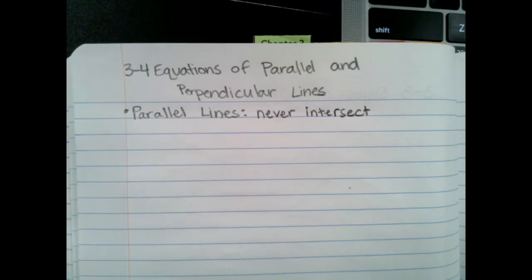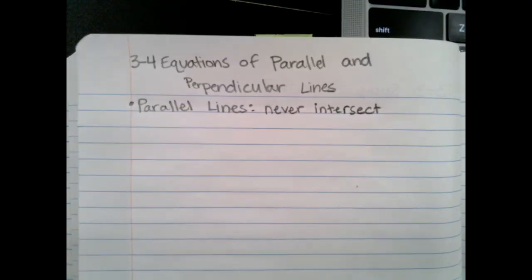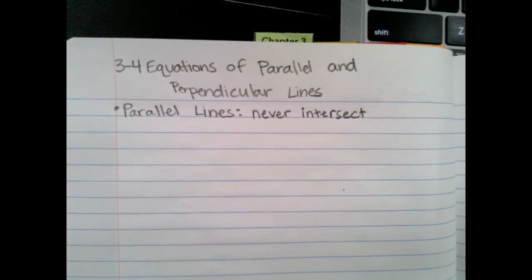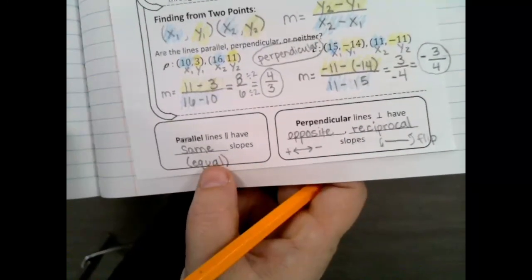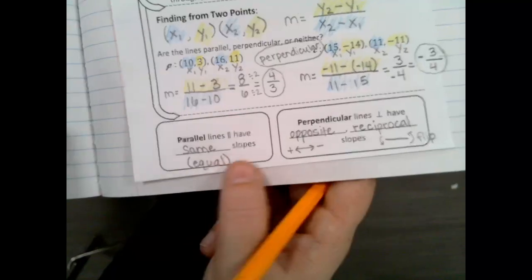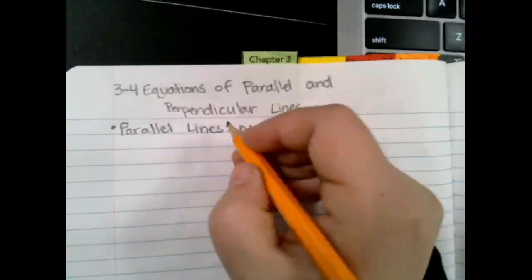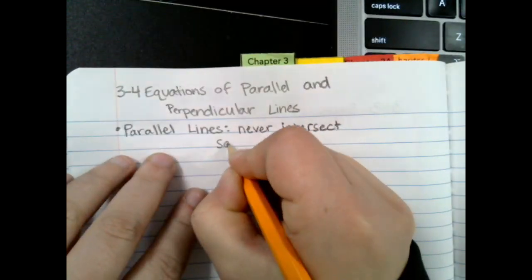Okay, and as we look at two lines that never intersect yesterday, what did we talk about with those slopes? What do we know about them if they're going in the same direction? Parallel lines have the same slopes. They're equal. Okay, so same slopes.